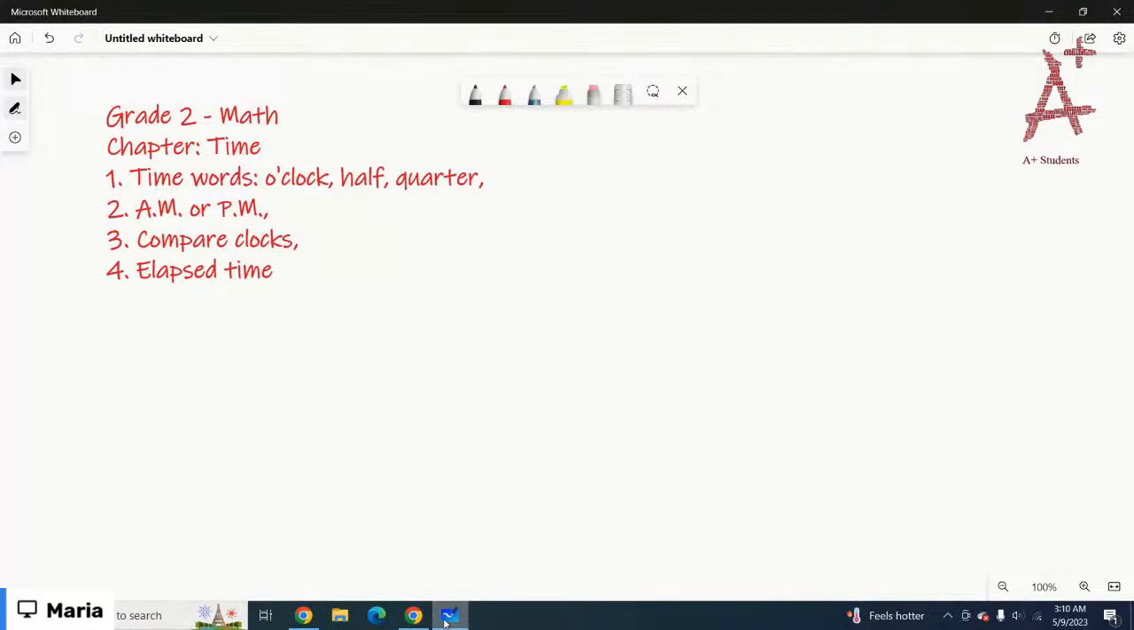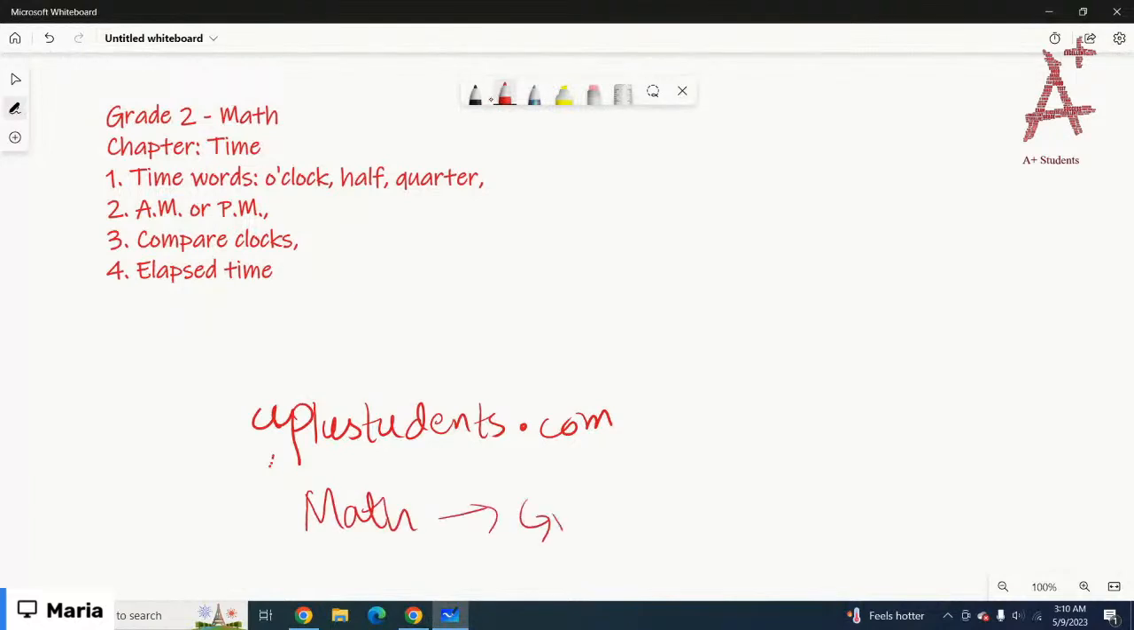So you can find all the lessons on aplusstudents.com. You have to log in there using your email address, and the password is provided by the administrator. Then you have to select math from the subject tab. Scroll down to grade 2 and then click on view all lessons. There you can find a list of the chapters.